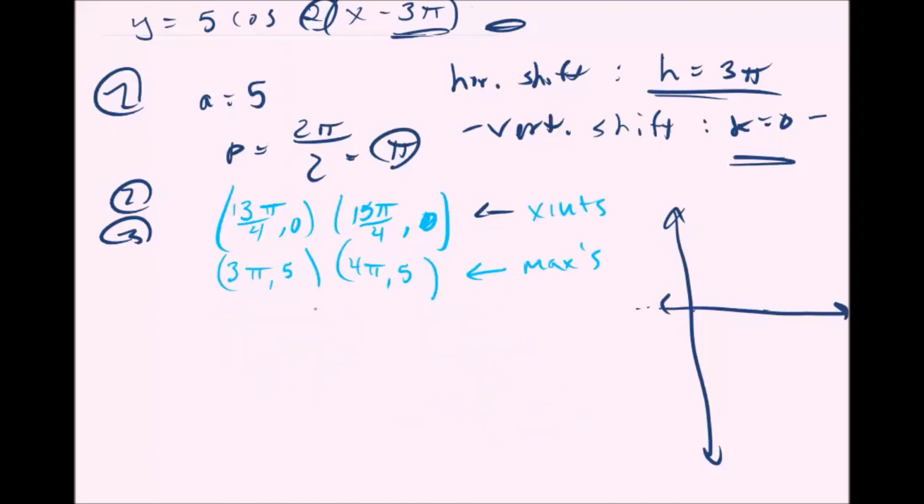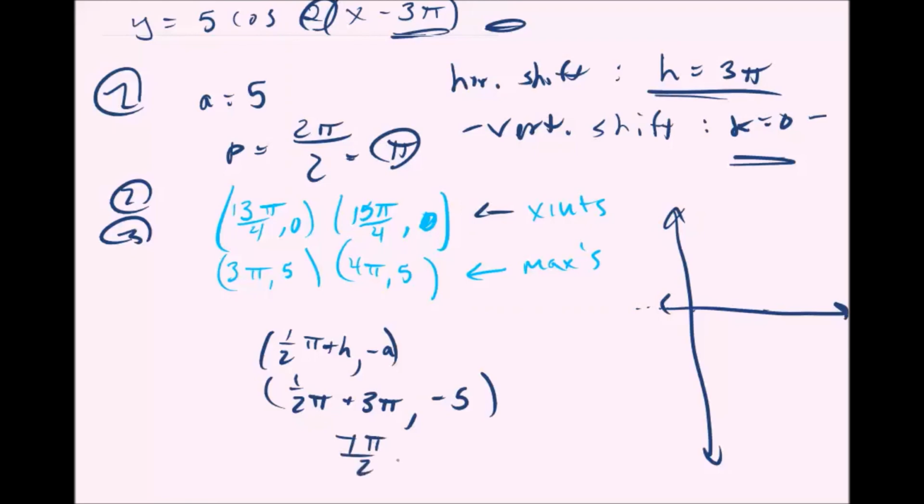Last step is going to be to find the minimum, and the equation for the minimum is 1/2 times the period, so 1/2 pi, plus the horizontal shift, because we do have a horizontal shift, comma negative amplitude, so negative a. That means we have 1/2 pi plus 3 pi, comma negative 5. I'm just plugging in points from number 1, where I got all the 4 points. So we have 1/2 pi plus 3 pi. 3 pi is the same as 6 pi over 2. And we make those denominators the same. So we get 7 pi over 2, comma negative 5. And that's our minimum.